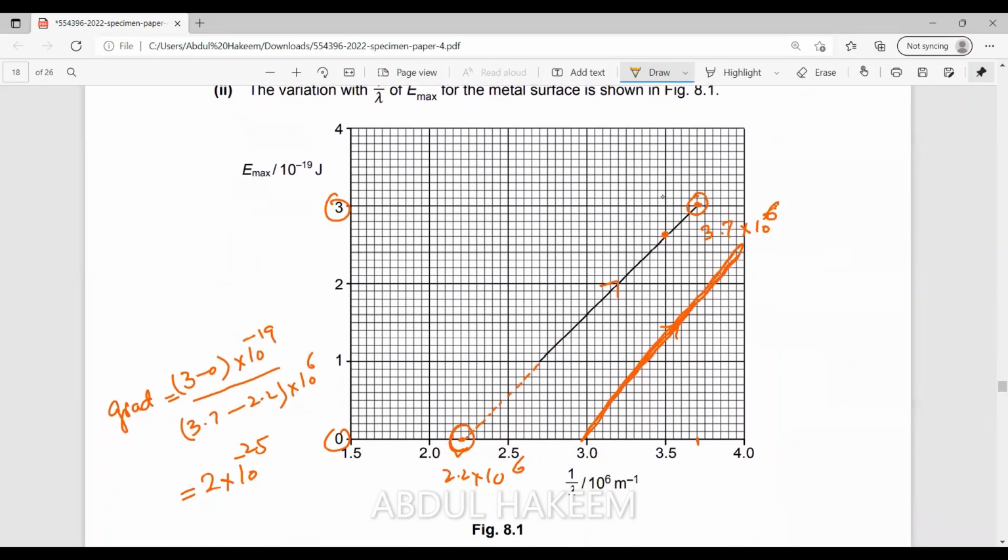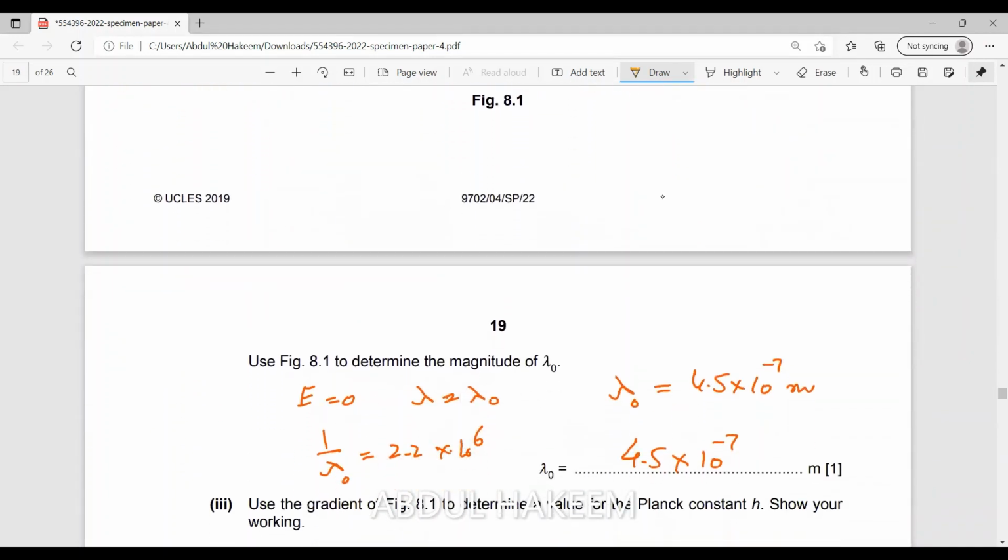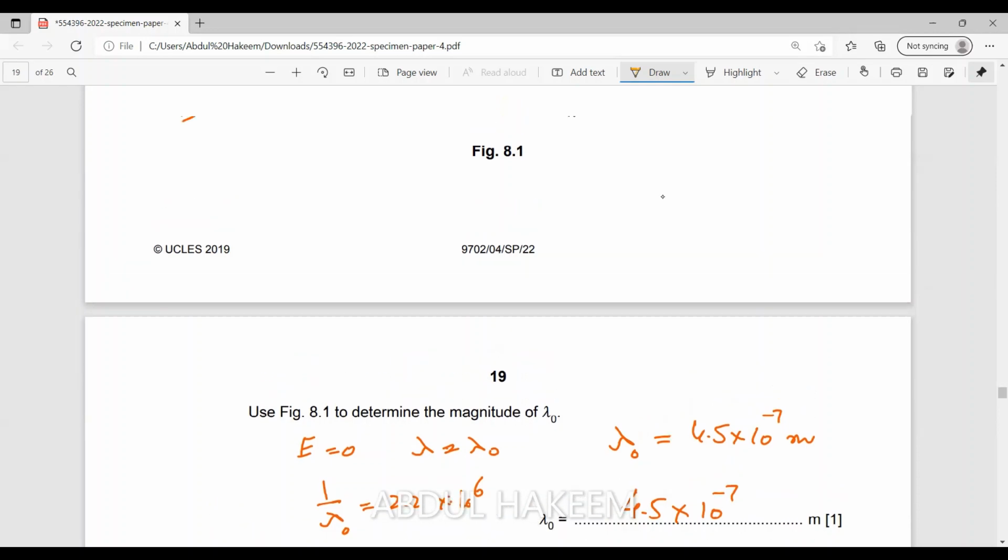So here is the graph. On the x-axis is 1 by lambda, and on the y-axis is the energy of the ejected electron. The question is to determine the magnitude of the threshold wavelength, lambda naught. The threshold wavelength is possible when the energy of the ejected electron is 0. So at 0 energy, what is the wavelength?